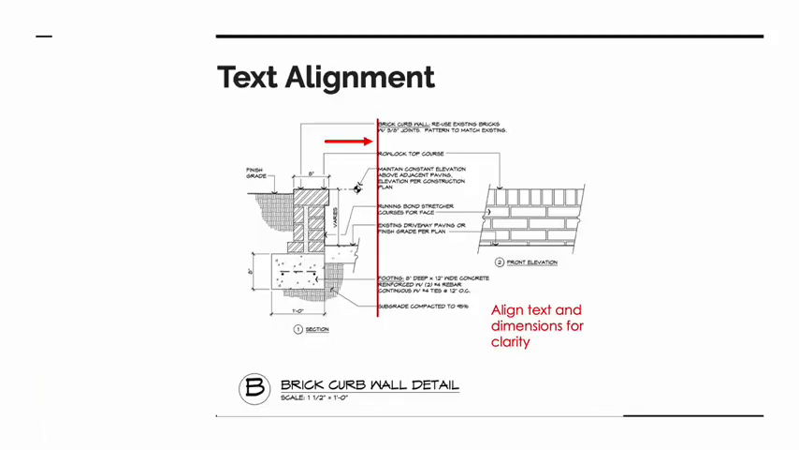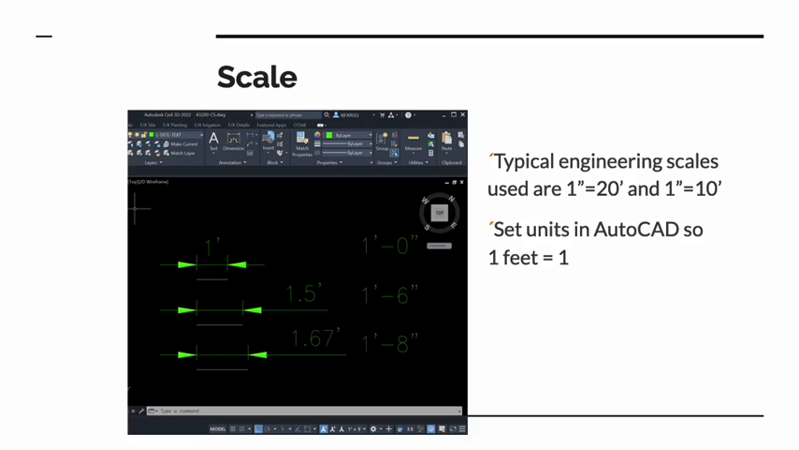Text alignment. This tool keeps notes neat and organized by aligning it to a line on the left. Scale. Scale determines how your drawing fits onto the paper. For example, 1 inch might represent 10 or 20 feet. This is shown when you plot your drawing in Paperspace.